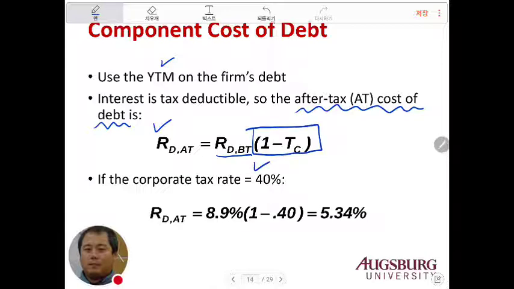So suppose the corporate tax rate is 40%, then our calculated YTM is 8.9% times 1 minus corporate tax rate. So eventually, our cost of debt is only 5.34% because we save some costs from the tax savings. So this is the important number, 5.34%.